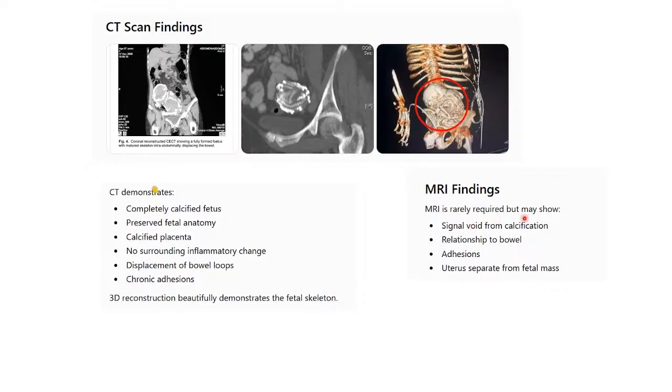MRI. So MRI is not really required, but may show signal void from calcification, relationship to bowel adhesions, uterus separated from the fetal mass. In this case, we don't have the images for the MRI. It was not necessary because we have got all the information that we need.